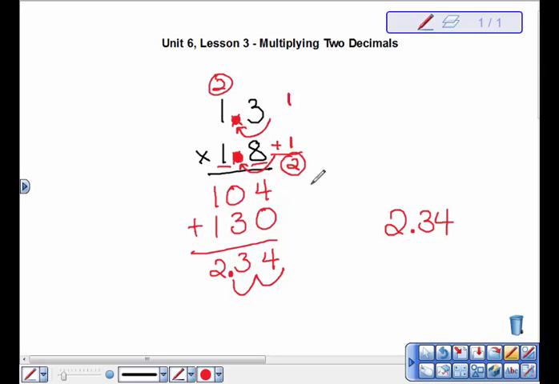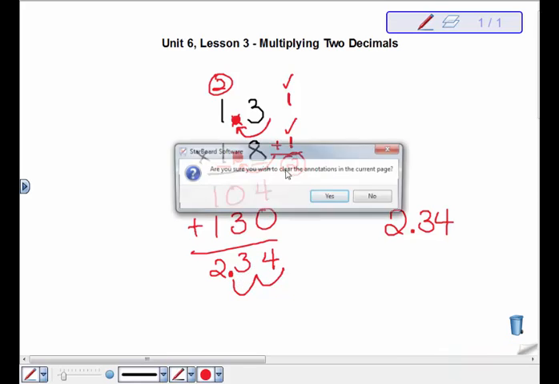So whenever you're multiplying decimals, you want to count the number of decimal places in any number that has a decimal point. So we're going to count the number of spaces over in both 1.3, that's one place, and in 1.8, that's one place, and put them together, and I get 2. Now in my answer, I have to count over 2 decimal places. Let's try that with another one.